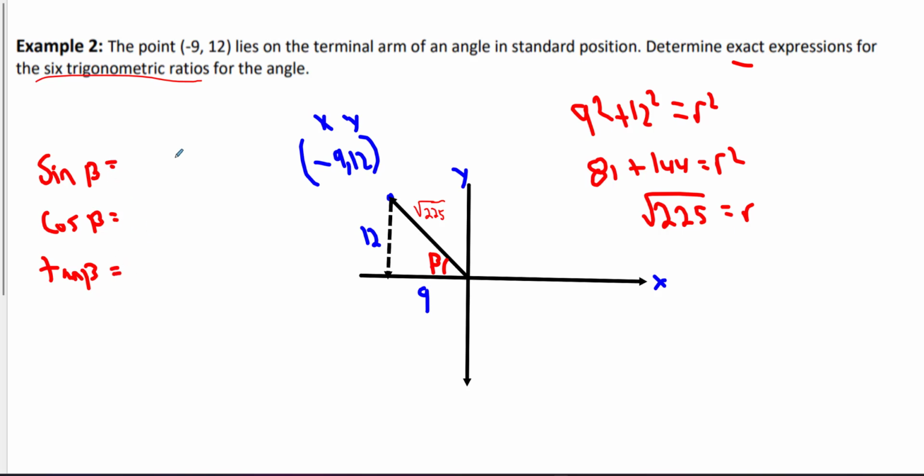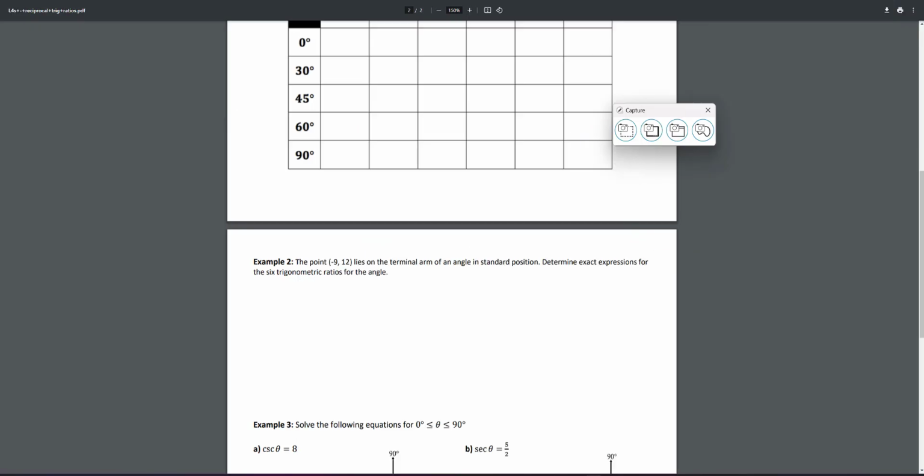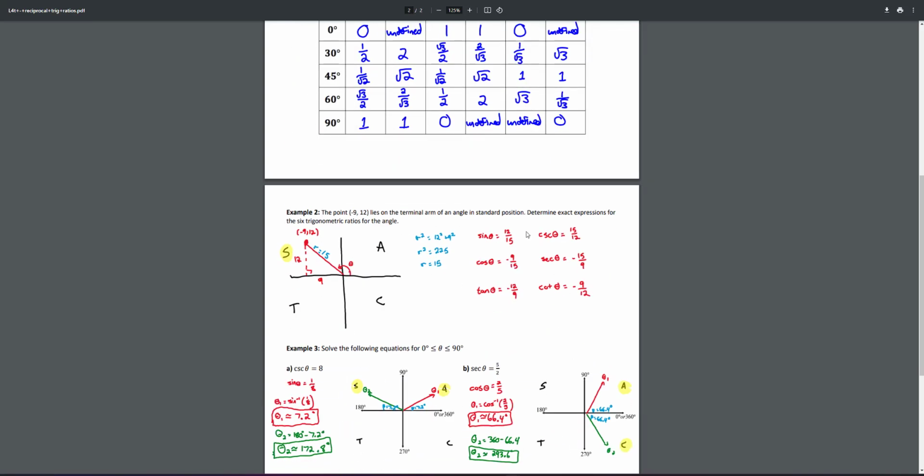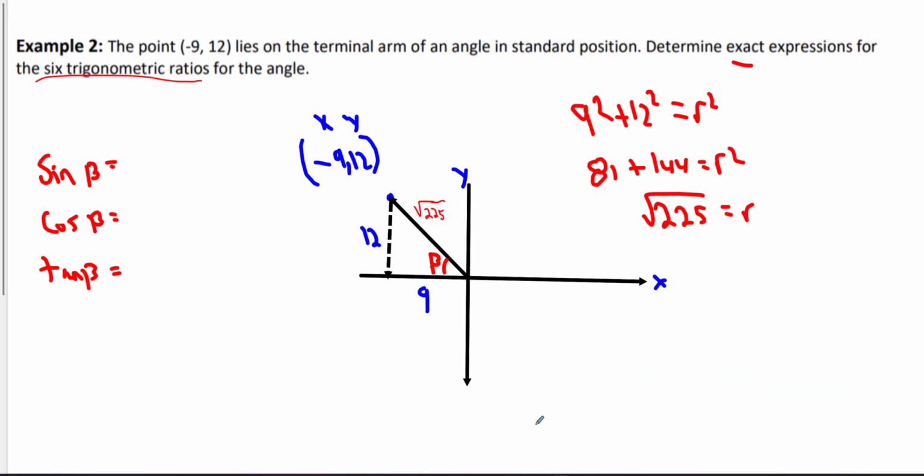All right, sine beta is equal to. Wait, do they want beta or do they want theta? I'm curious now. No, they do want theta. Oh, yeah, see, that's why I was interested to see which one they wanted. So they do want theta. Yes, that's what I thought. Because normally whenever they're asking, they're usually always asking for theta anyways.